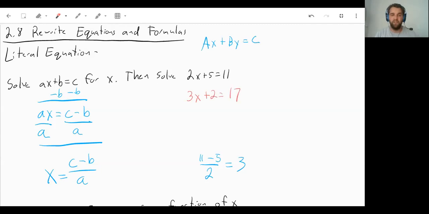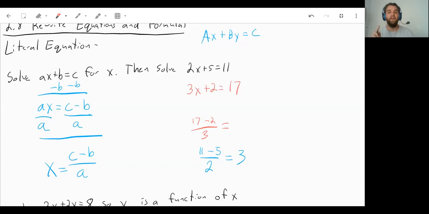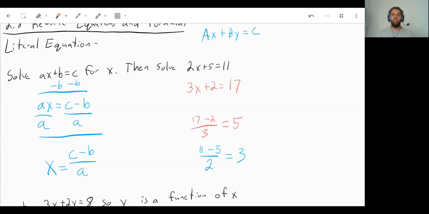Well, now you can still do the same thing. You can go and plug in your 17 for c, your 2 for b, and your 3 for a. And now you'll know 17 minus 2 is 15, divided by 3 is 5. So even though they just changed the numbers on you, you can solve it quickly without actually having to do a lot of work.